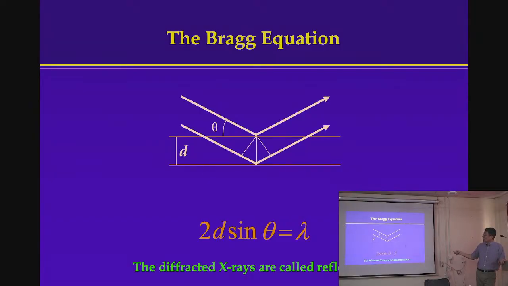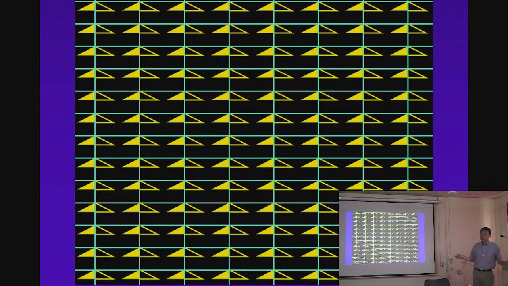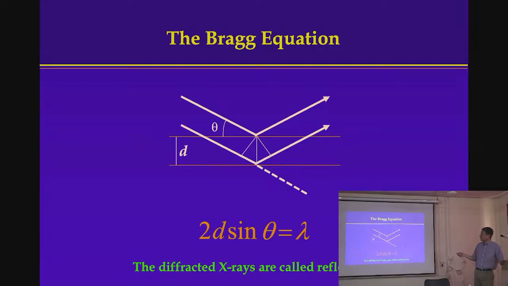So theta is defined to be the angle between the X-ray wave and the plane. But as you see, the plane can be anywhere in the crystal. You have no idea where it is. So how do you know theta experimentally? The way to do that is to look at the beam that goes straight through the crystal. Okay? So this is the beam that goes through the crystal.